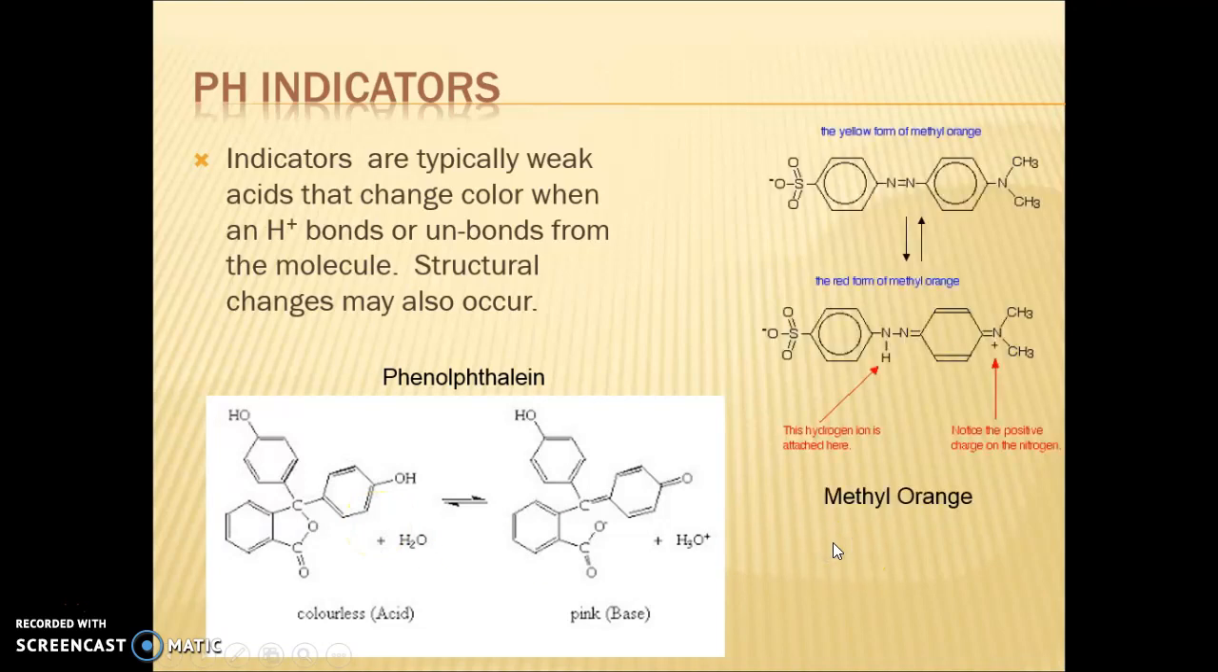Methyl orange is another indicator that you've used. Notice again, we've got the double bond between the nitrogens here, but when we've added the H plus, now we've got a rearrangement and the double bond occurs here. So once again, that change in structure is what allows the electrons to interact with the light differently and produce a different color.